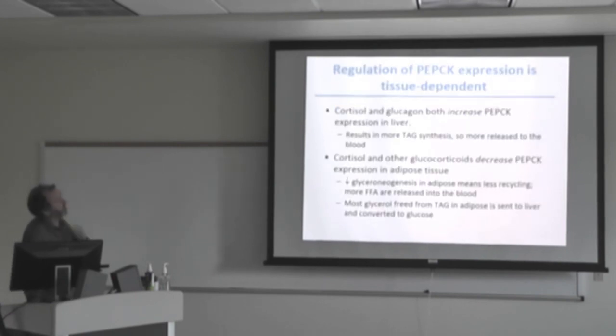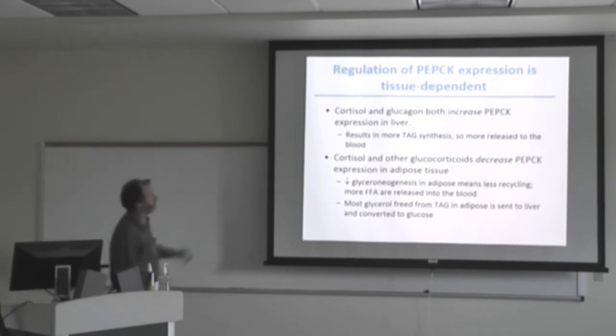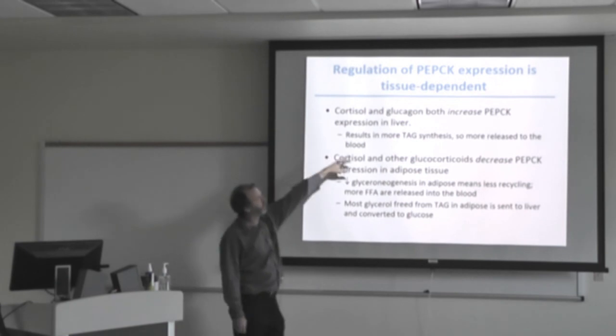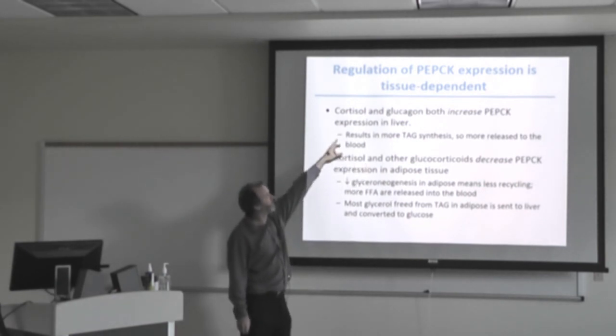So the regulation of phosphoenolpyruvate carboxykinase expression is tissue dependent. Cortisol and glucagon both increase phosphoenolpyruvate carboxykinase expression.